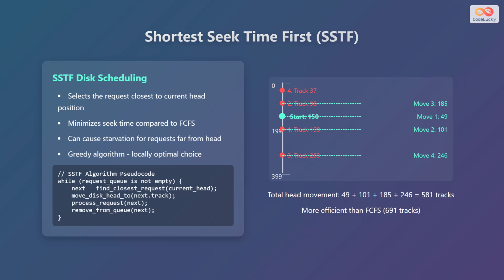Now let's calculate the total head movement. Moving from the starting position to track 199 requires moving 49 tracks. Then moving to track 98 requires 101 tracks. Moving to track 283 then requires 185 tracks, and moving to track 37 requires 246 tracks. Adding these values together, the total head movement is 581 tracks, which is more efficient than the 691 tracks required by first come first served.